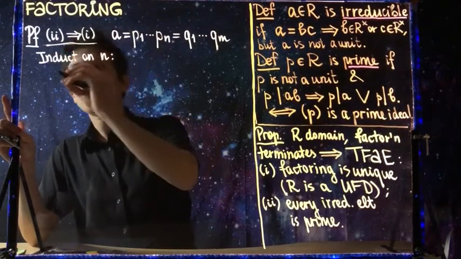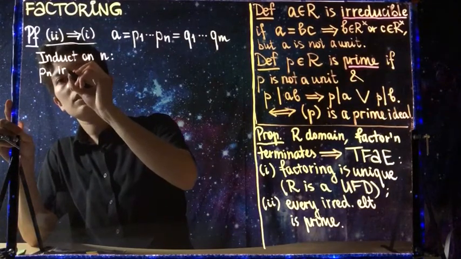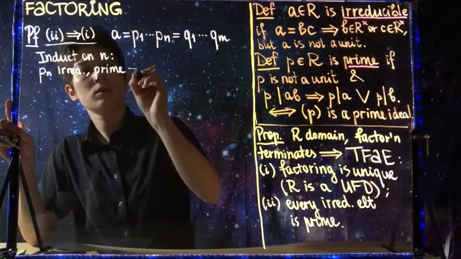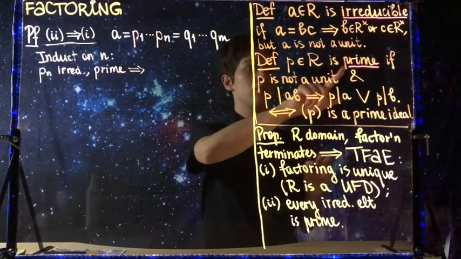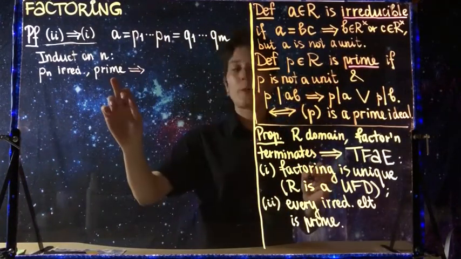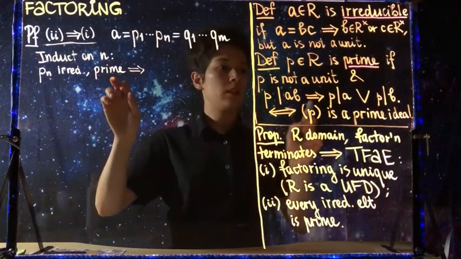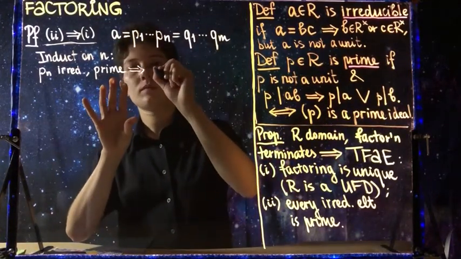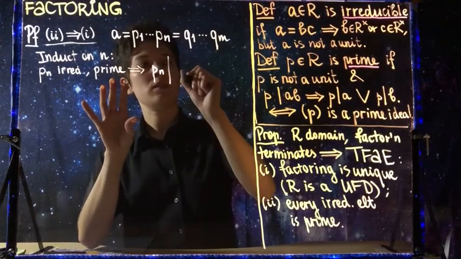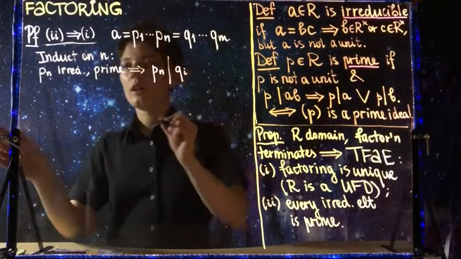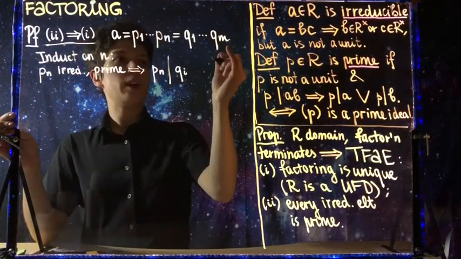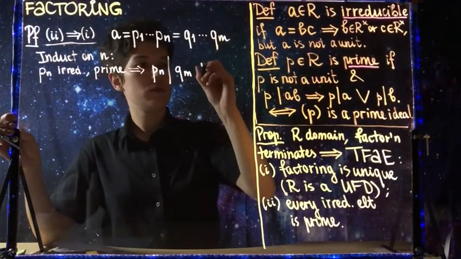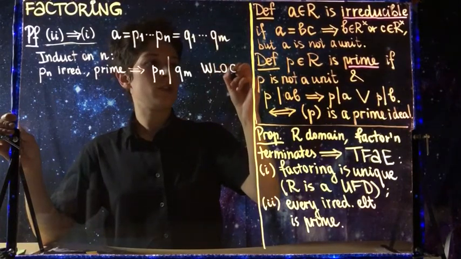So we know that Pn is an irreducible factor, which also means that it is prime. And by definition, a prime element, if it divides the product, necessarily divides one of the factors. So Pn divides Qi. By possibly renumbering the Qi's, we can assume that i is equal to m, without loss of generality.